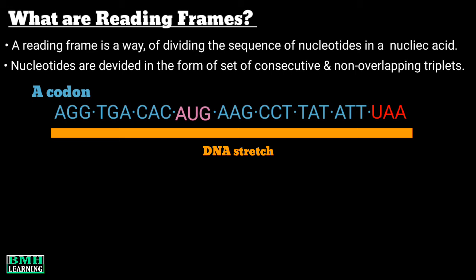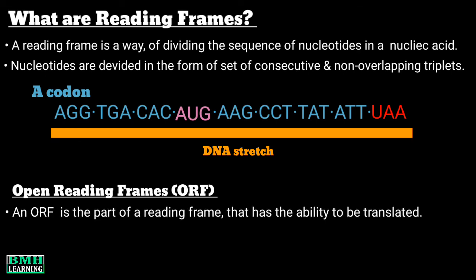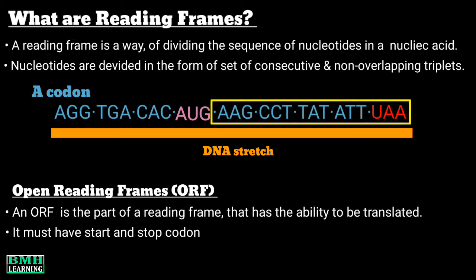Now, from reading frame itself, another term comes out, and this is open reading frame. An open reading frame is a part of a reading frame that has the ability to be translated. So, if an ORF can be translated, that means it must have a start codon as well as a stop codon. You can see this in the diagram above. The portion highlighted in the reading frame is actually an open reading frame with both start codon and stop codon.